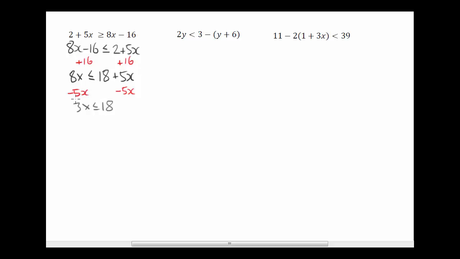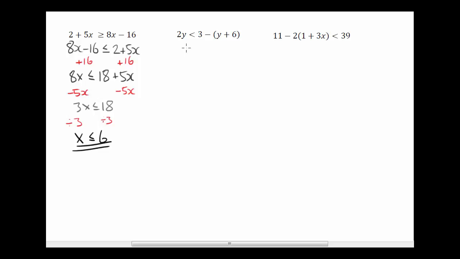So what we can then think of is divide this side by 3, we need to divide this side by 3. And what we've got, and your final answer is 3 is less than or equal to x, is less than or equal to 6. Right, that's the first one done.